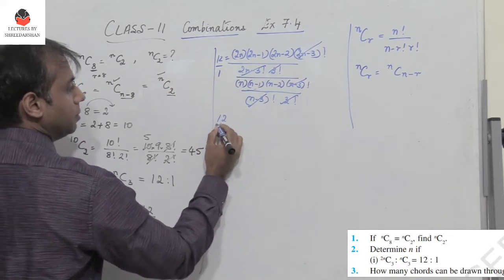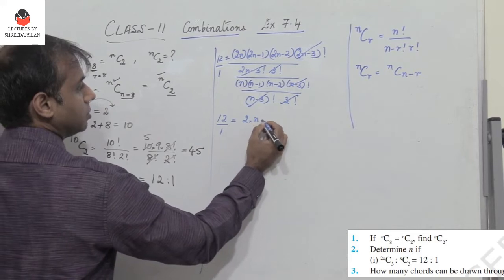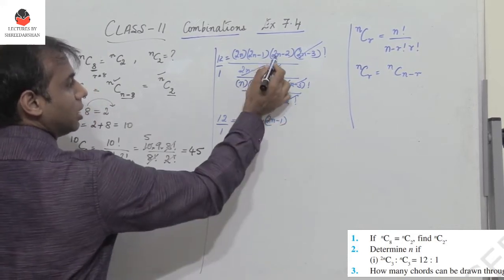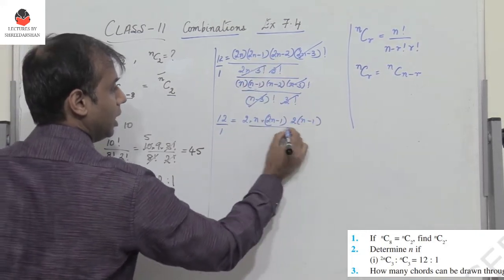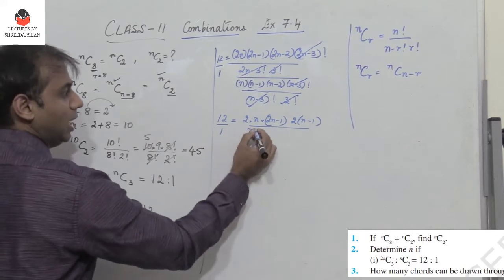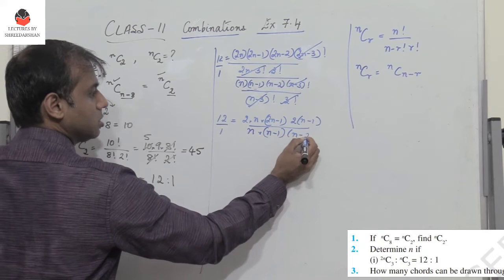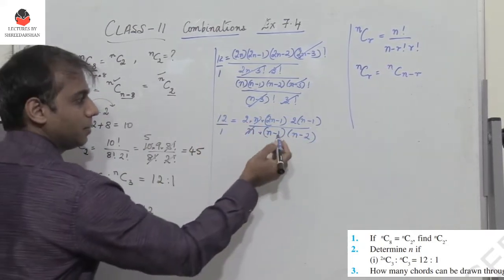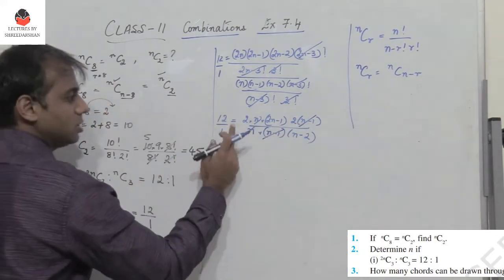So 12 by 1 equals 2 into n into (2n minus 1) divided by n into (n minus 1) into (n minus 2). Here I can take 2 outside, so it becomes (2n minus 1) divided by, observe, you have n here into (n minus 1) into (n minus 2). So n gets cancelled, and n minus 1 also can be cancelled. So take n minus 2 to the other side.